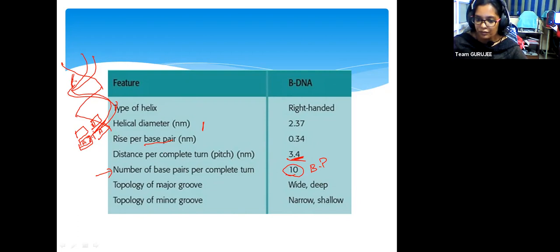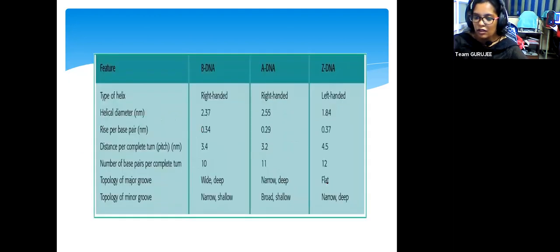Next, the major groove will be wide, it will be large. The minor groove will be narrow. That we have already seen in the diagram, right? Next, what are the other forms of DNA? B form, A, Z. In that, Z form will be left-handed. The turn will be in anti-clockwise direction, so it is called left-handed DNA.